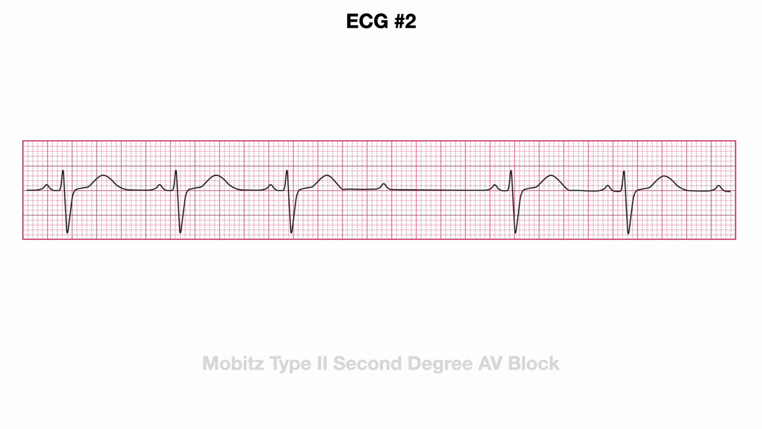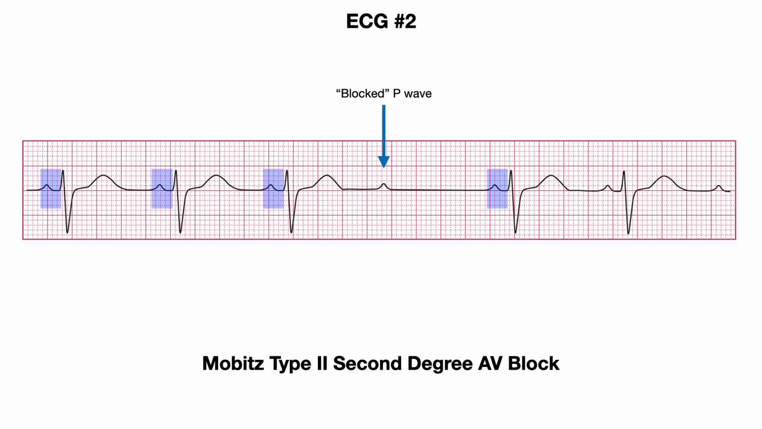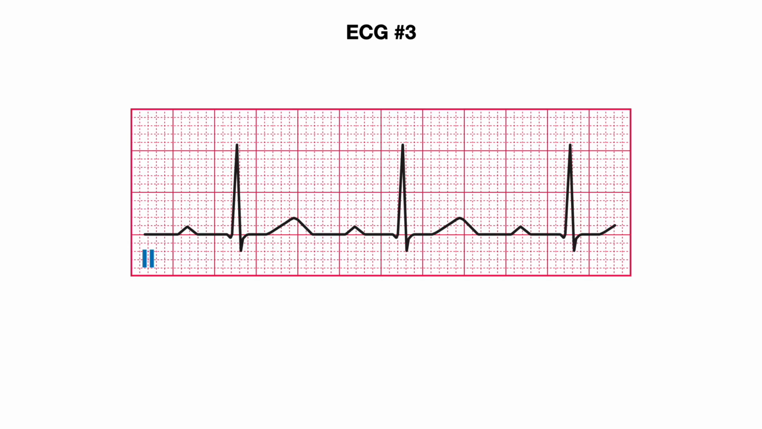There is sinus rhythm with Mobitz type 2 second-degree AV block. There is a single blocked P wave, and all of the PR intervals before and after the blocked P wave are constant. There are 2 consecutively conducted beats before the block, 3 Ps to 2 QRSs, and the sinus rate is constant. Here is ECG number 3. What type of heart block is present?